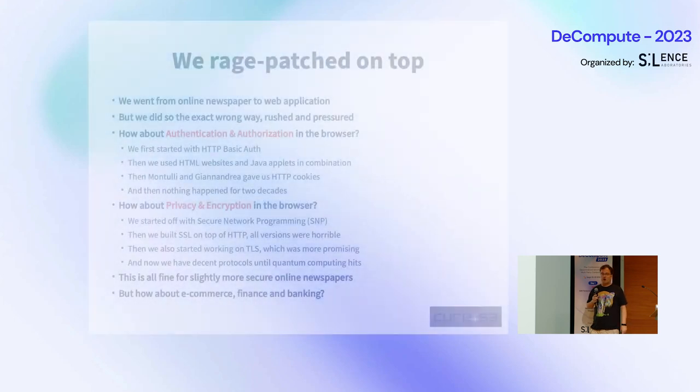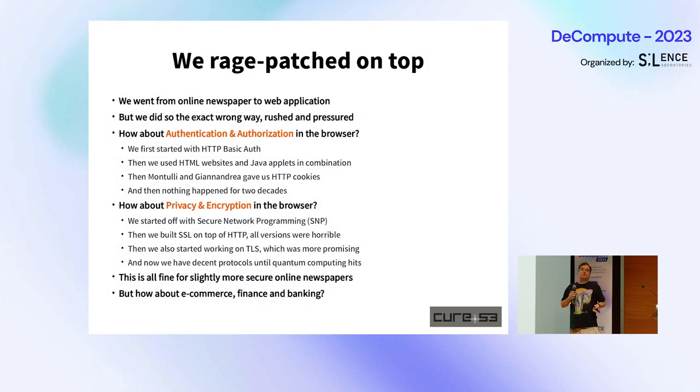We rage-patched on top. We wanted to urgently go from newspaper to web application, but we missed all the technology. We missed authentication, authorization, we missed privacy and encryption. All that stuff wasn't there. So we were like, let's not bake it into the protocols because that would be hard and take a long time. And then others are going to do this faster than us in a dirty way. And that's going to be the way that's going to be chosen by everyone. No, let's do this as quickly as possible.